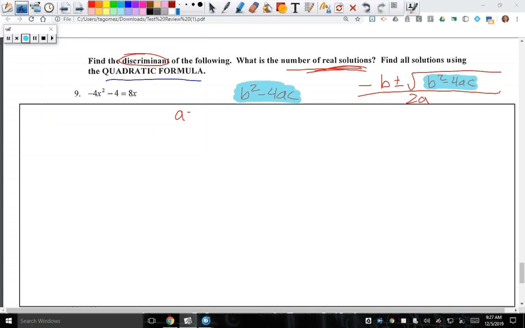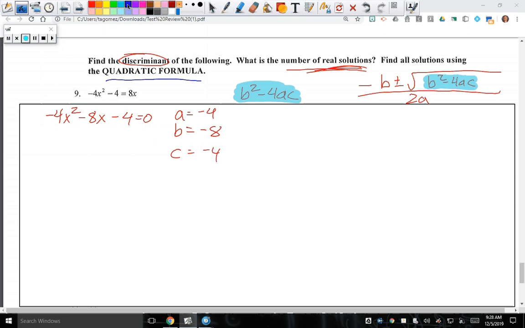Okay, what's a? -4. What's b? -8. Good job, because you have to first set this equal to 0 and then interpret a, b, and c. Alright, so getting back, we do have to set it equal to 0, then we list a, b, and c. In this form, b would be -8 and c would be -4.